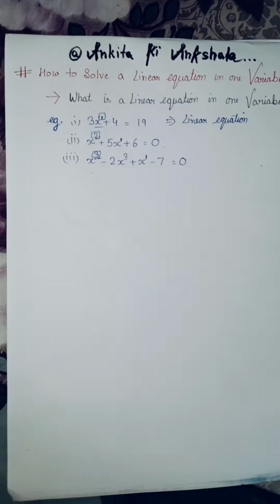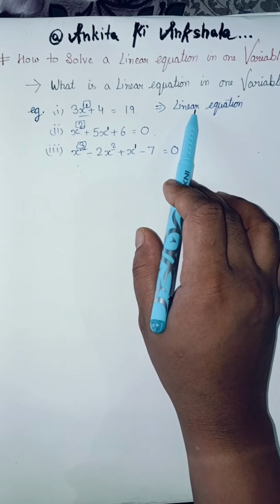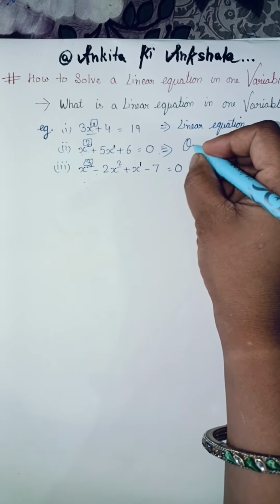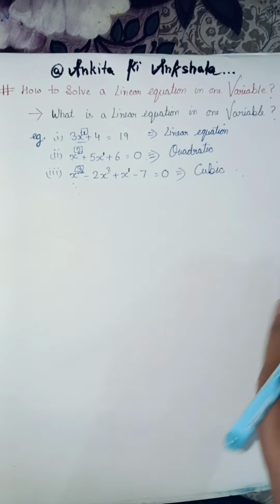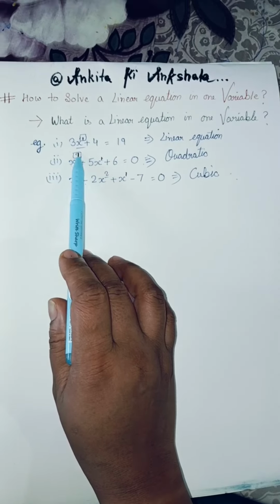So how can we identify the equation having maximum power of x equal to 1? This is called a linear equation. The one with maximum power 2 will be a quadratic equation, and the third one having maximum power 3 will be called cubic. Understand? And in one variable means the equation has one and only one variable.